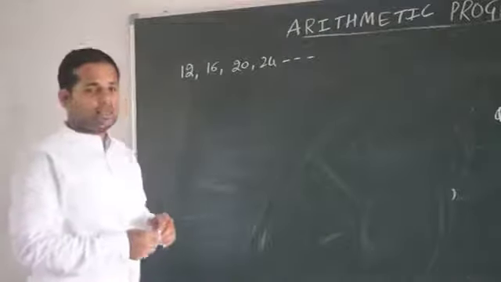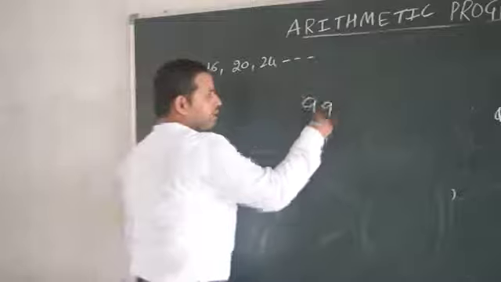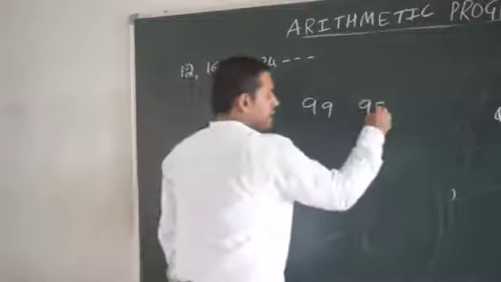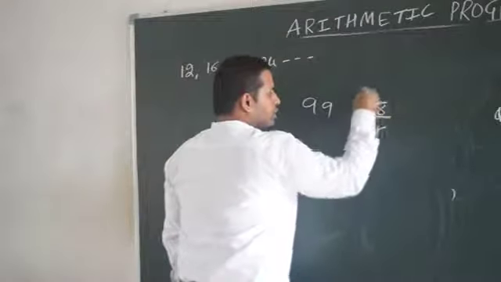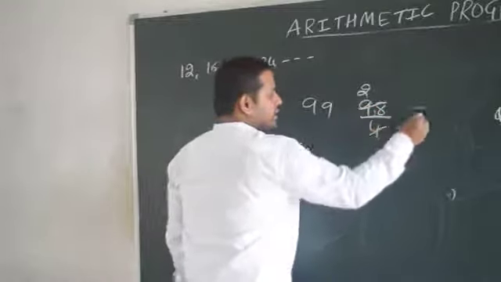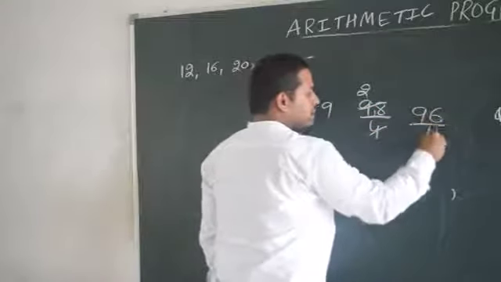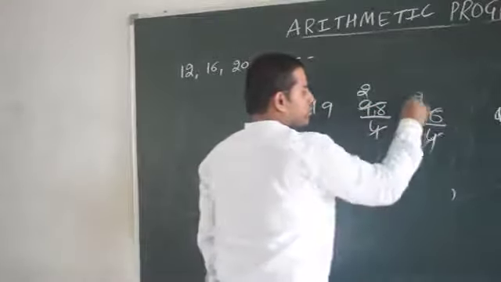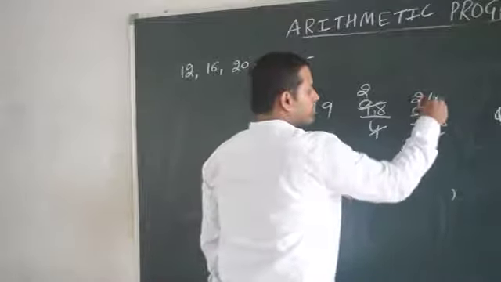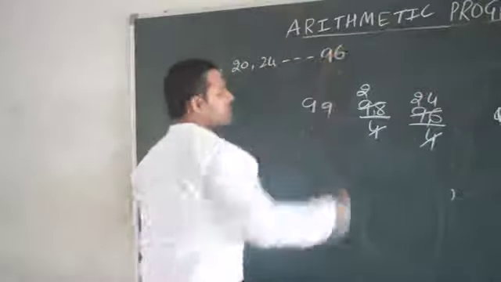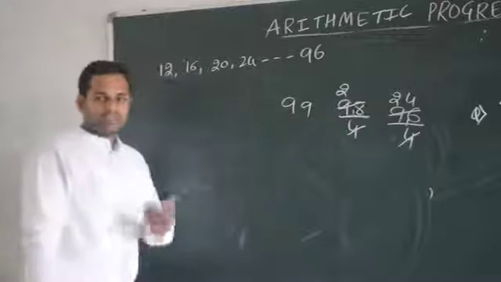98, is it divisible by 4? Just check. 99, of course it is not divisible by 4. 98, check it. 4 ones are 4, 4 twos are 8, then 1 is the carry, not divisible. 97, of course not. 96, you check for 96. 4 ones are 4, 4 twos are 8, then 1 is the carry, 4 fours are 16. Yes, of course 96 is the last two-digit number which is divisible by 4.